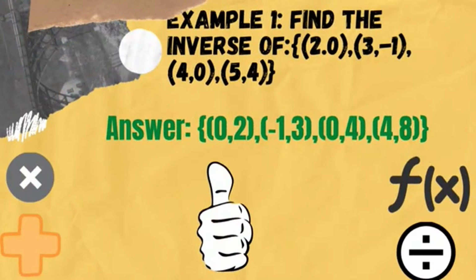For example number 1, find the inverse of (2, 0), (3, -1), (4, 0), and (5, 4). And our answer will be (0, 2), (-1, 3), (0, 4), and (4, 5).